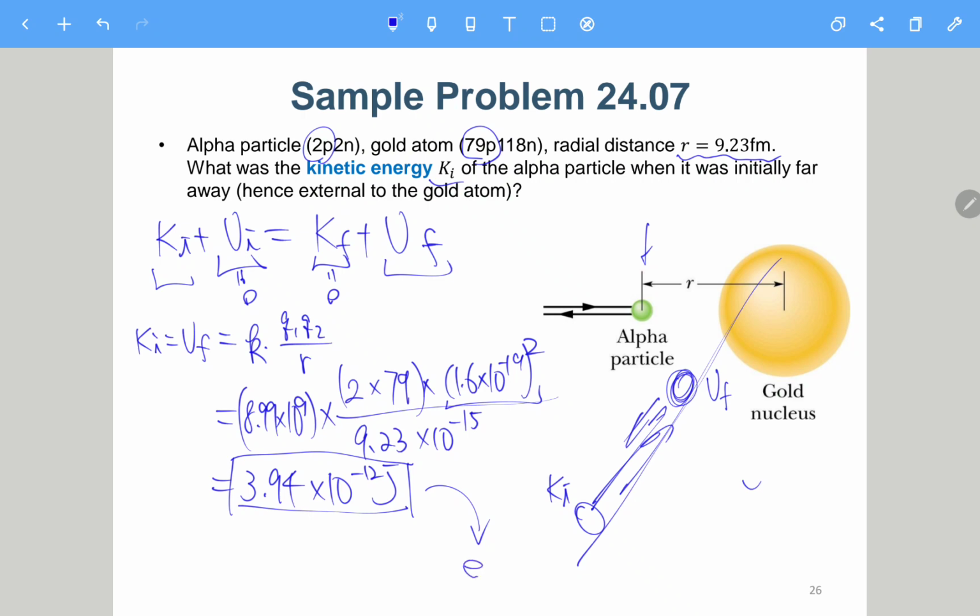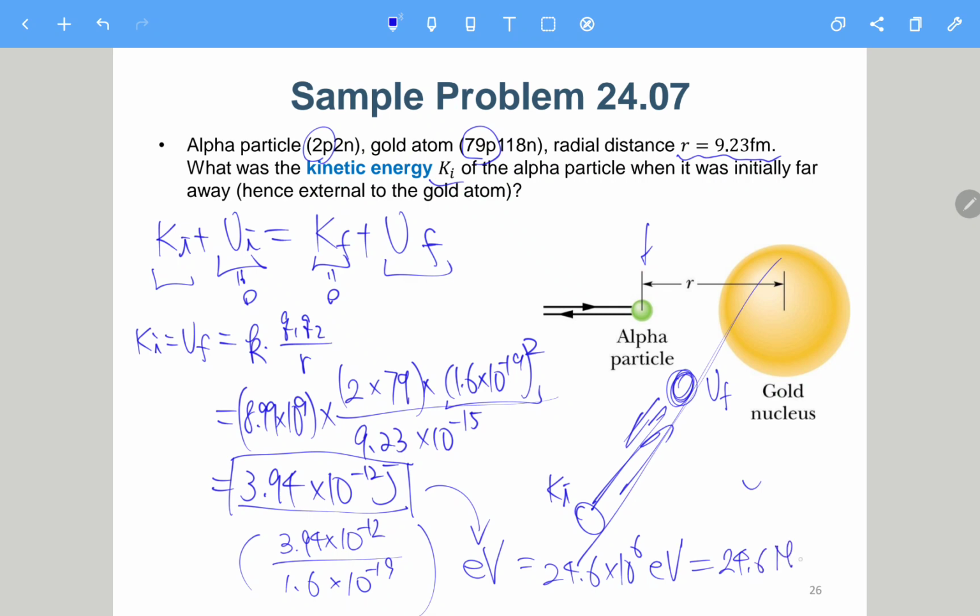If you need to convert it to another unit called eV, then what you need to do is divide this number by 1.6 times 10 to minus 19, which is the elementary charge. Then this value becomes eV. So this number becomes 24.6 times 10 to the 6th power eV, or they will just write it as 24.6 MeV.